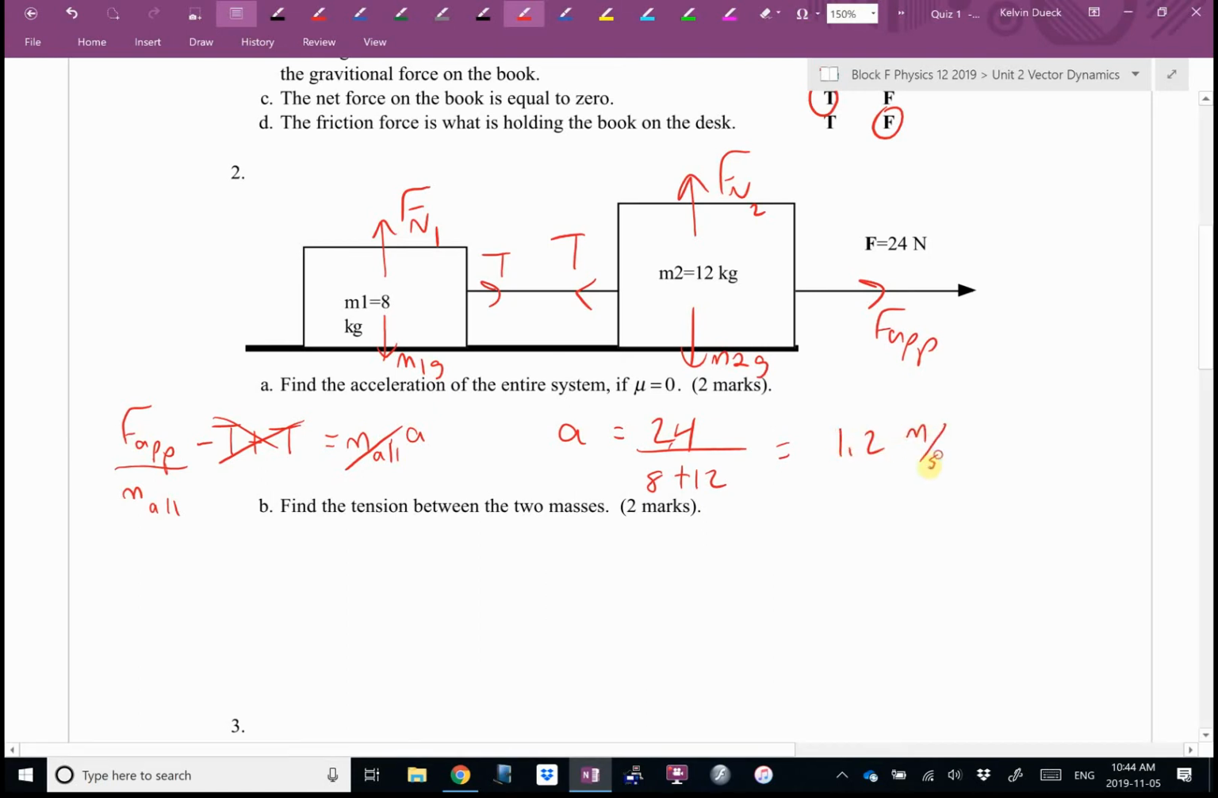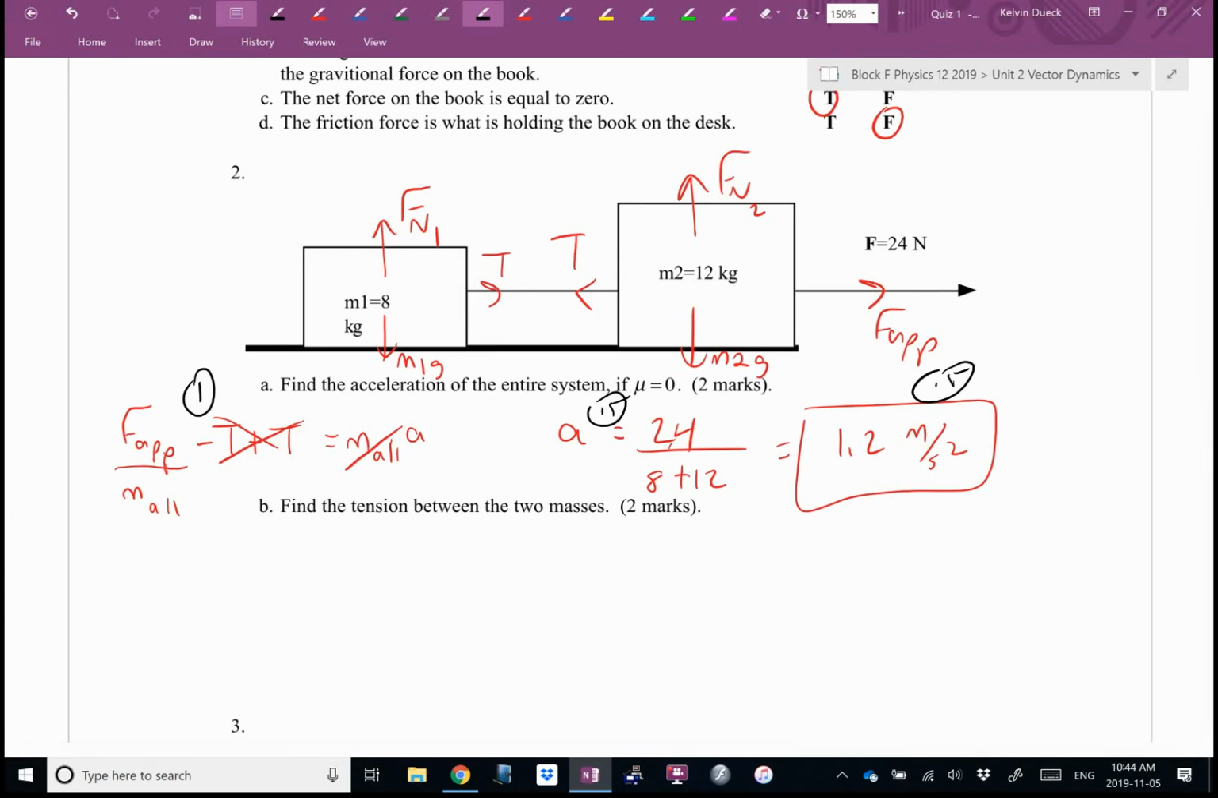So if you got 1.2 meters per second squared, I would give you 2 out of 2. Otherwise, I would probably give you 1 mark for that, a half mark for the numbers, and a half mark for the answer. So if I saw F applied over M all equals A, I would give you 1 mark.